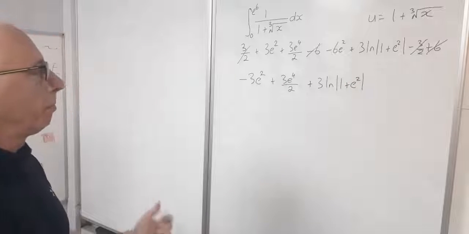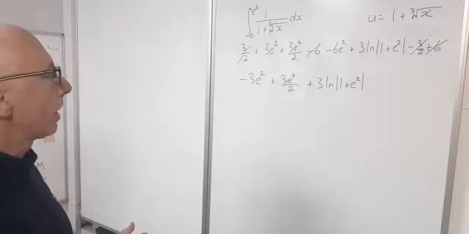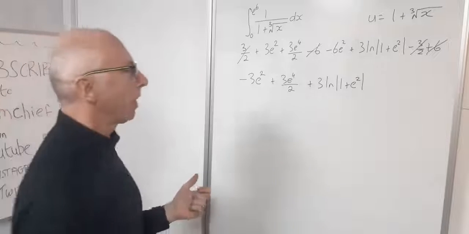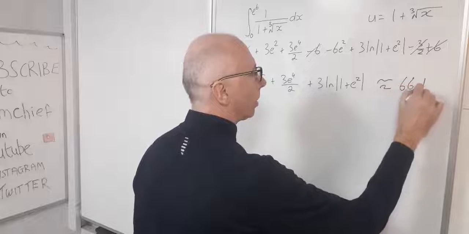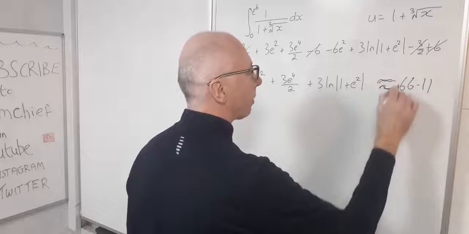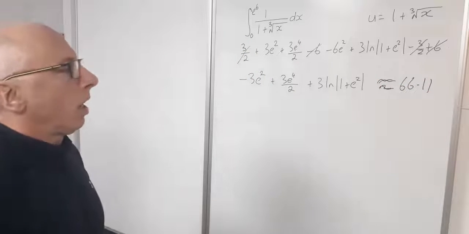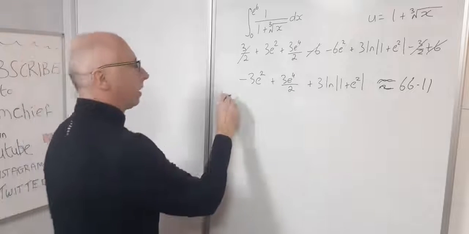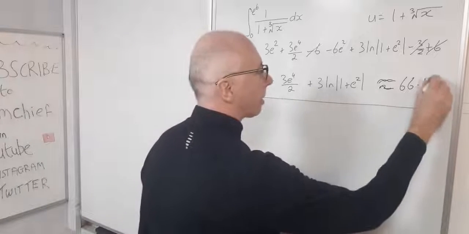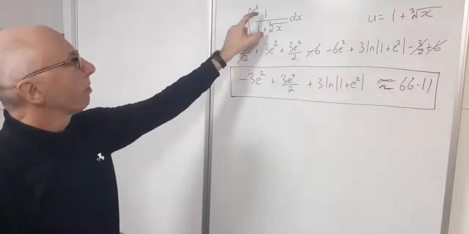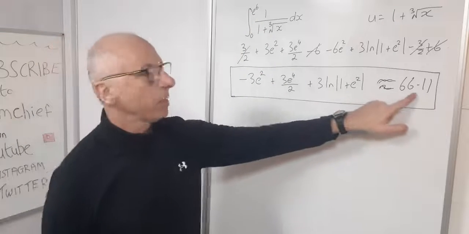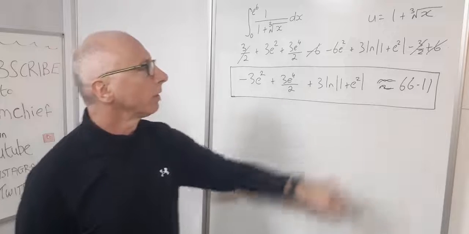Okay, plug that into our calculator, we'll get an approximate value of 66.11. That's our approximate value. Okay, that I'm going to declare as my answer to my integral. So this integral here gives us approximately 66.11.